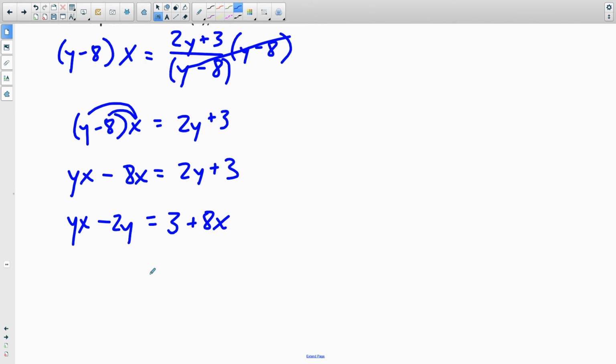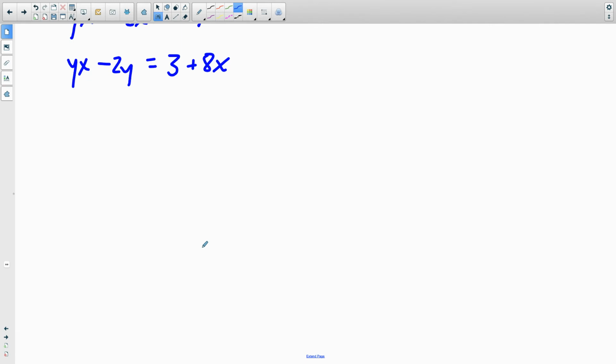So now my statement looks like this, and I have y on one side, but I have two y terms. Keep in mind what we're going for here. I need a statement at the end that says y equals. Well, there's two y terms here. So how do I write y once? If I have two terms that both have a y, I can factor that y out. So now it's y times x minus 2 is equal to 3. Oops, that's an 8. Plus 8x.